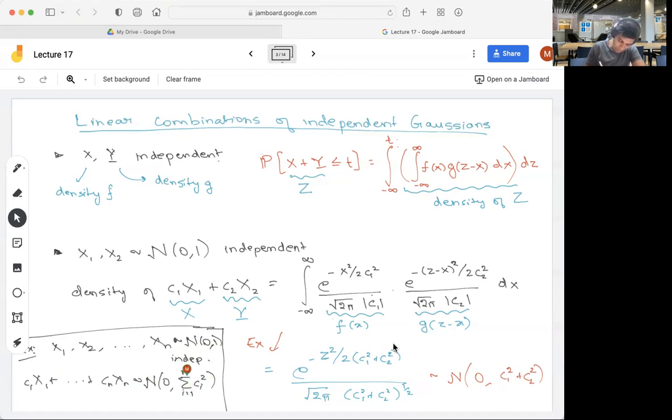And more interestingly, we can think of it as mean 0 and variance norm of c square, where c is a vector with coordinates c1 to cn. So norm of c square is just a shorthand for summation ci square if you're thinking of it as n-dimensional real space under the standard inner product.